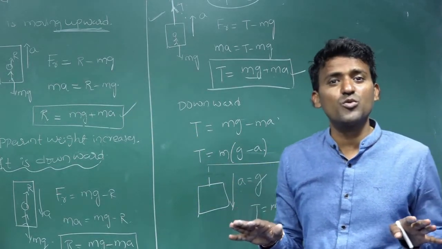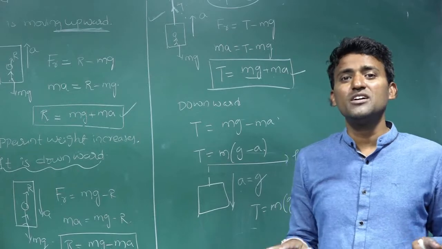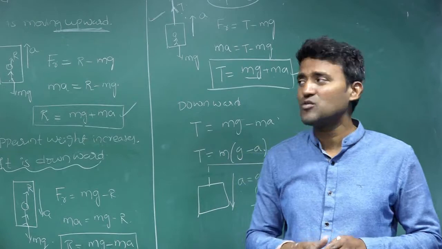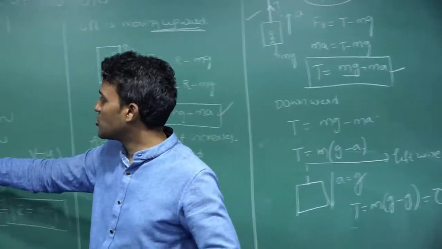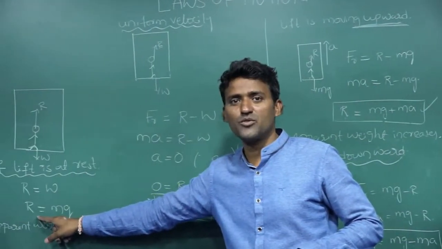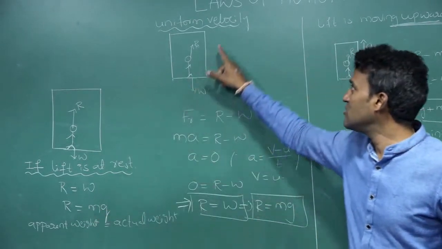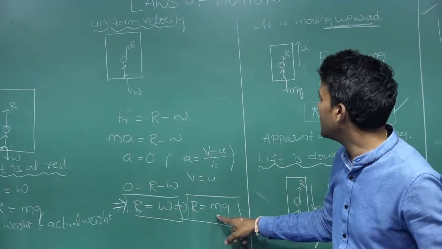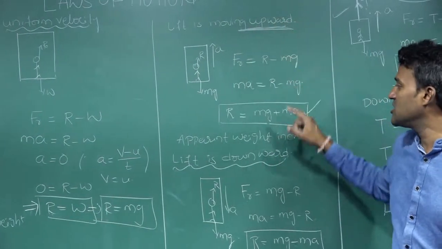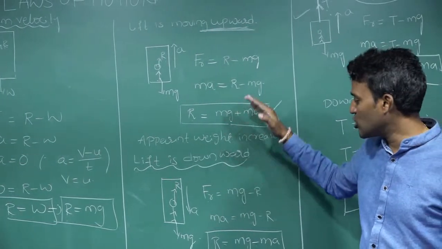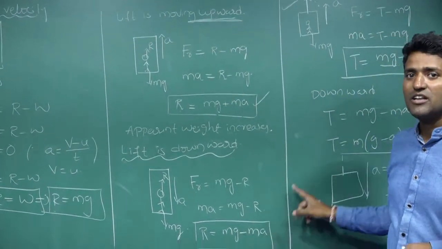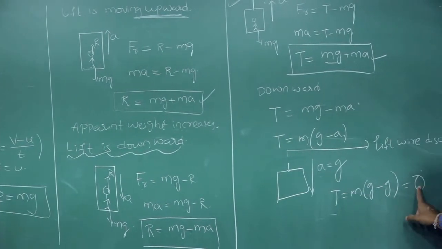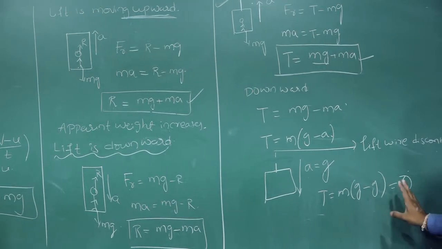When the lift is at rest, apparent weight is equal to actual weight. And when moving with a uniform velocity also, apparent weight is equal to actual weight. When it is moving upward, weight increases. When moving downward, weight decreases. When the lift wire is disconnected, your weight is equal to the tensional force, or your weight, both are 0.